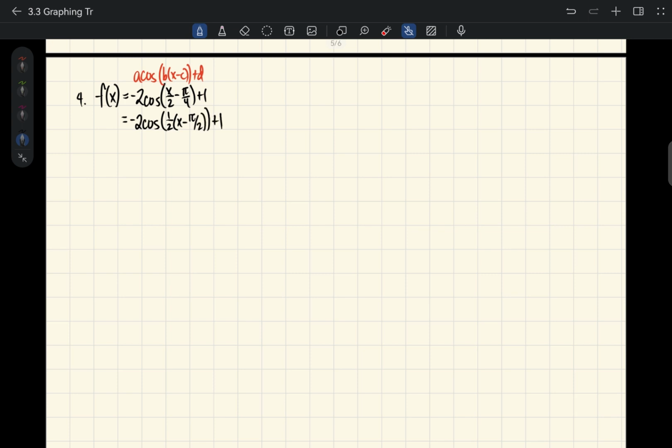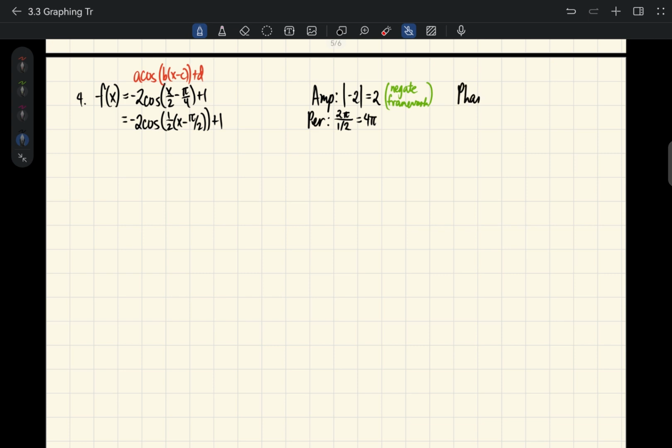So from here, we have your amplitude, which is the absolute value of A. So that's absolute value of negative 2 equals 2. And since we have a negative value of A, that means we have to negate our framework. Then next, for our period, that's 2 pi over b, so b is 1 over 2. We have here 4 pi.